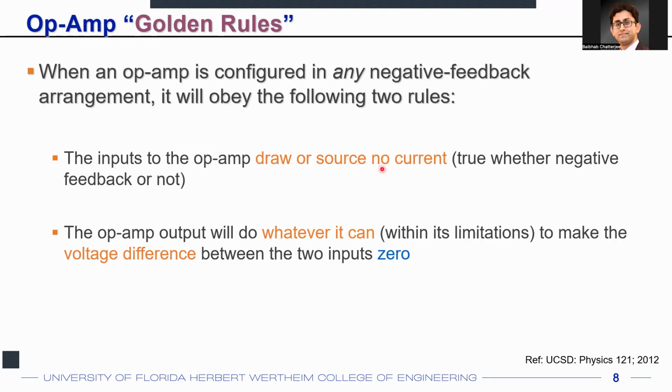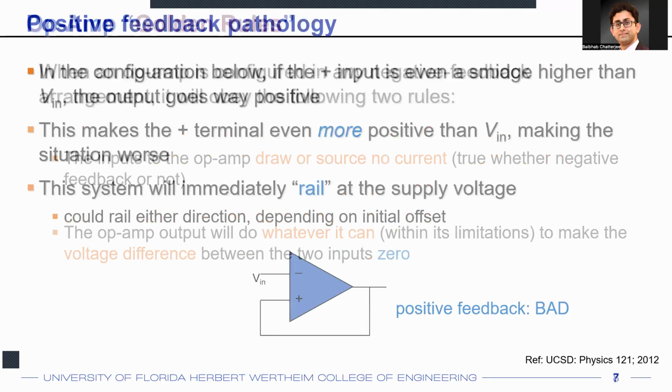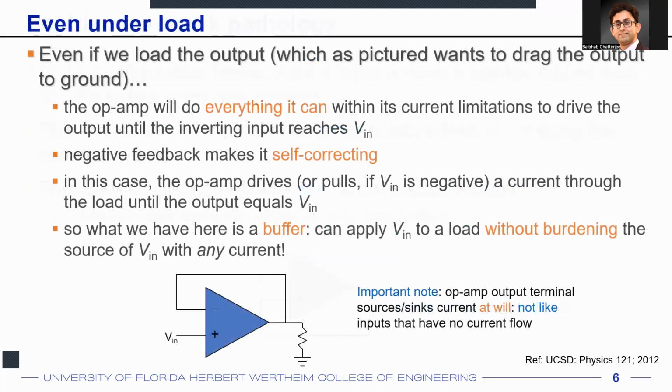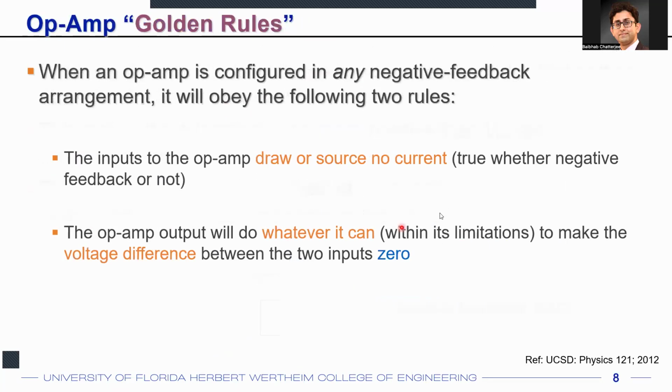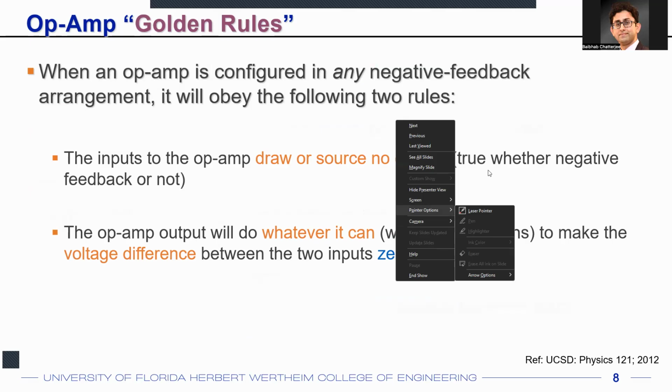The output of the op-amp can do whatever it can. What does whatever it can mean? Basically, if you assume that your output of the op-amp has zero output impedance, then it can drive any load that you connect at the output. Right? If you have a voltage source, so the op-amp, you know that the op-amp can be represented as a voltage controlled voltage source, right?